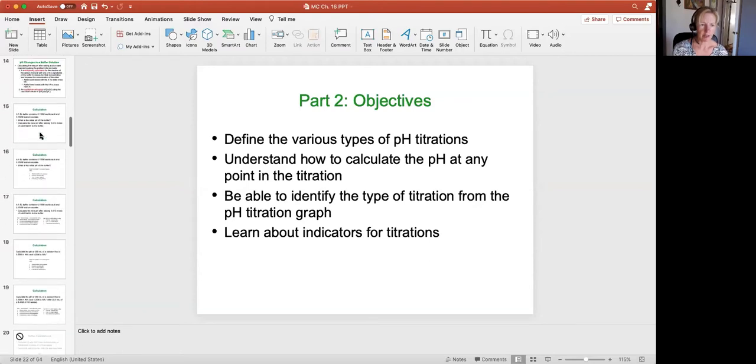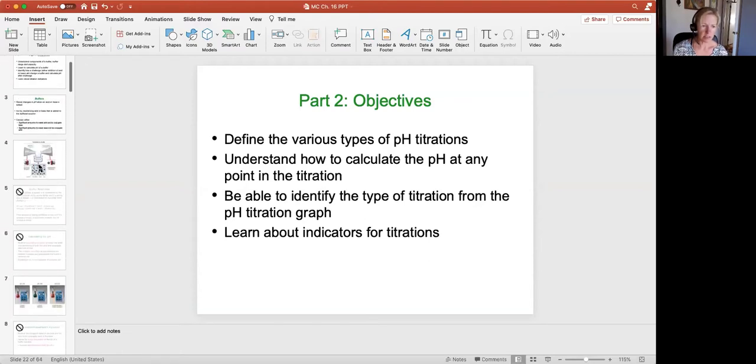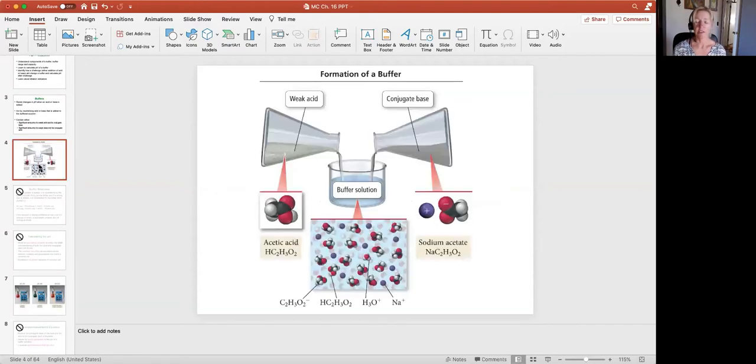Just to back up a little bit to remind you of what we're talking about: we started this chapter talking about the formation of buffers, and how a buffer is a conjugate acid-base pair. That's going to come into play when we look at pH titration curves, because depending upon the species we have, whether it's a weak acid or a weak base, you can form a region of the pH titration curve that has a buffer region. So we're going to come back to this idea of buffering.